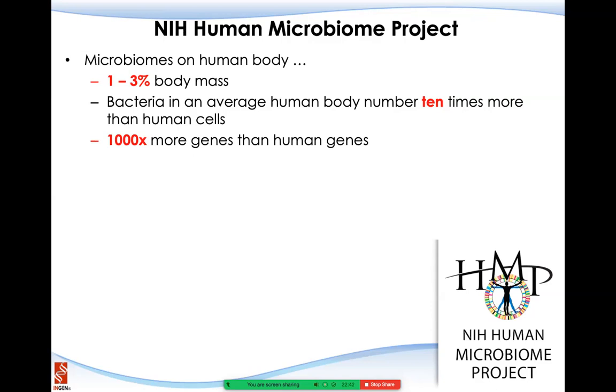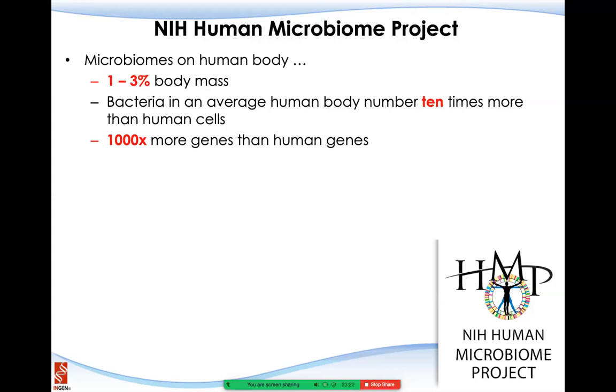But the point is, in the human body, there is a huge number of microbiome species. By number of cells, they outnumber human cells 10 times. There are 10 times more bacterial cells on our body. They are smaller cells, but normally 1 to 3% of the body mass is microbiome. And in terms of genetic diversity, they have 1,000 times more genes than human genes, because there are so many bacterial species out there.